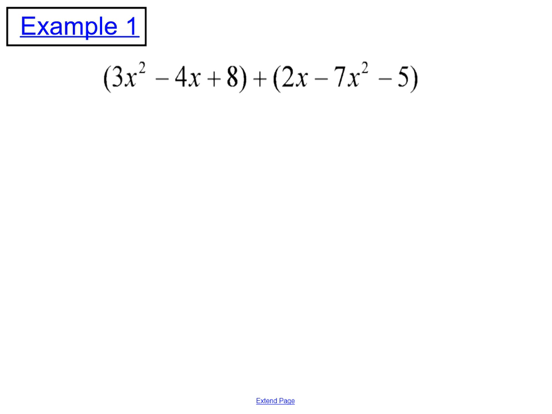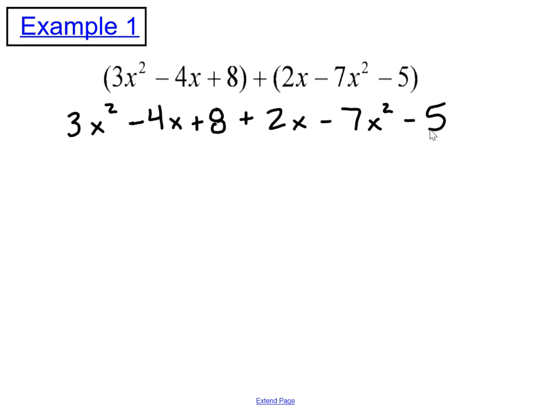So first thing we want to do is rewrite our situation with no exponents, or I'm sorry, parentheses. So it's going to be 3x squared minus 4x plus 8 plus 2x minus 7x squared minus 5. Now we are looking for the highest degree term. So in this case, that's going to be the x squared.